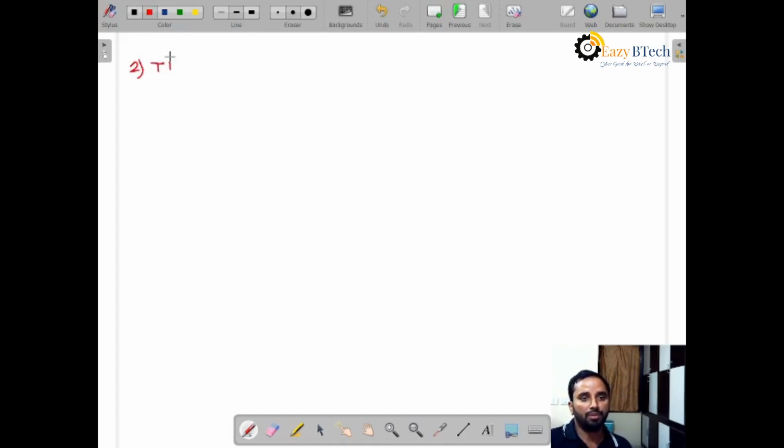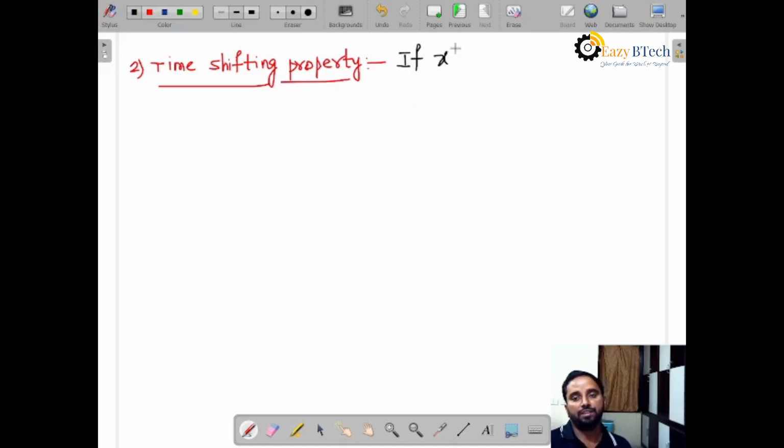Time shifting property. First we write the statement, then we go for proof. So what is it saying? Time shifting property means if x of t Laplace transform is x of s. This is the representation of Laplace transform pair.